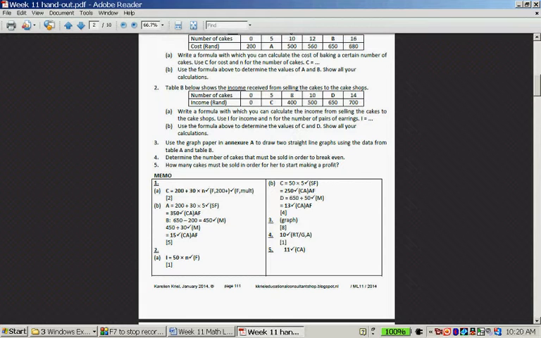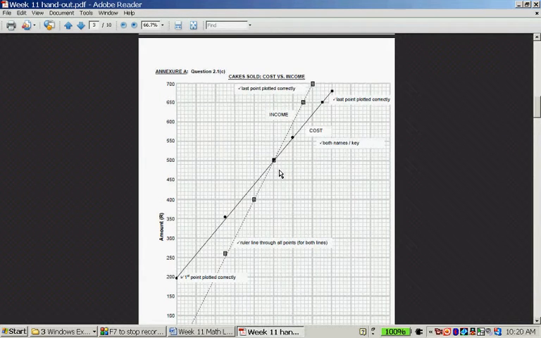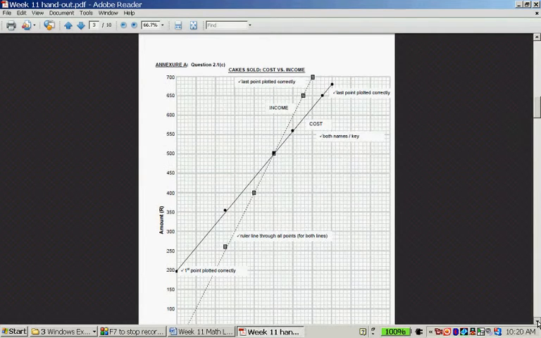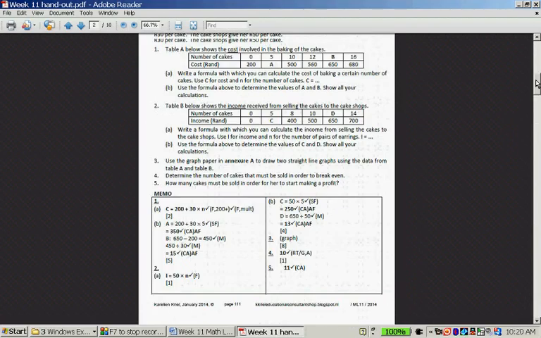How many cakes must be sold in order for you to make a profit? Now, if you break even at 10 cakes, you'll start making a profit at 11 cakes, right? Now the next, let's quickly look at the table. For 16 cakes, 16 cakes is not on there. You can work out 16 times 50, which is 300 plus 500, is 800 rand. So what profit will you make when you sell 16 cakes? It's 800 minus 680, and that is 120 rand.